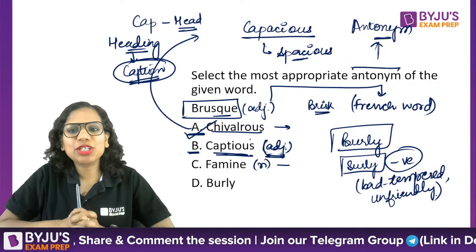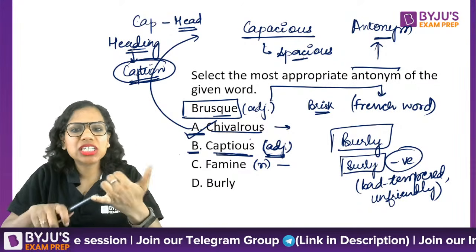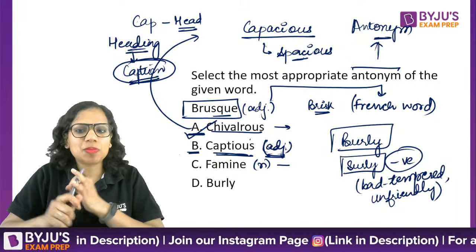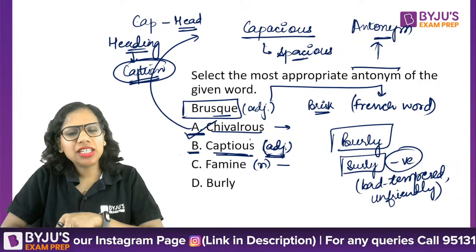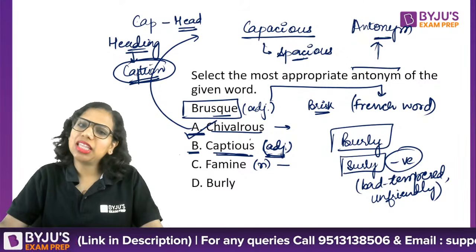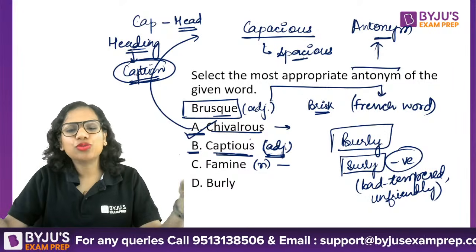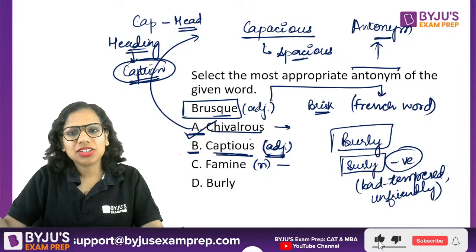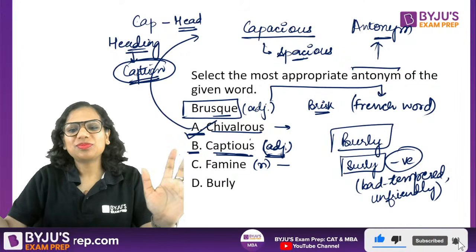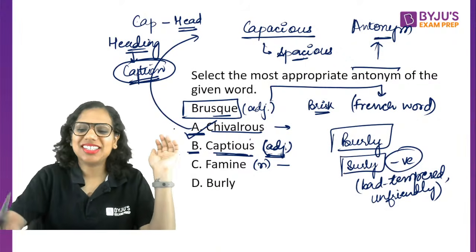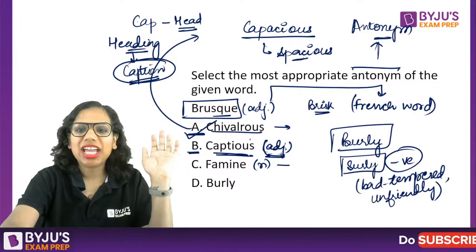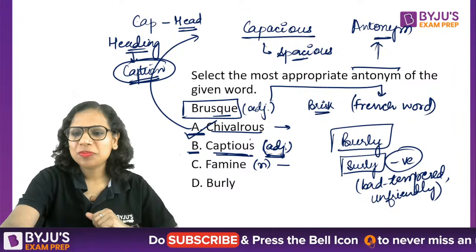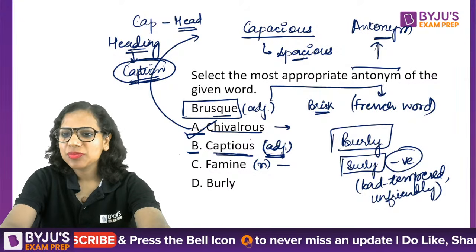Okay, so what all words have we learned from this one question? One, brusque, which means very abrupt, very rude. Chivalrous, polite, respectful. Captious, fault finding, making petty objections. Famine, I think we already knew the meaning, extreme scarcity of food because of various reasons, usually droughts, etc. Burly, heavily built. Surly, bad tempered. Okay, so A is our answer here, and just one word can teach us so much, right? One question can teach us so much. Let's come to the next question. I hope all of this is clear.